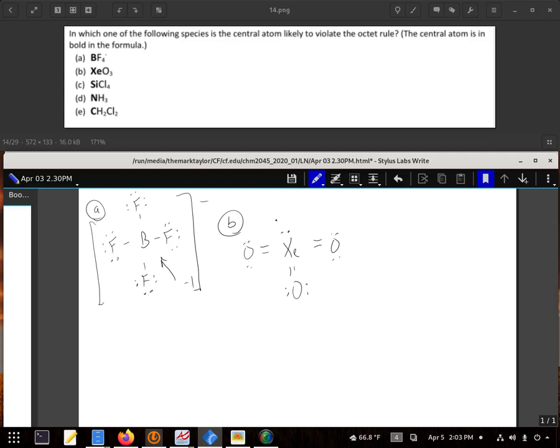So B is our correct answer. We can go ahead and circle it. But just to get the practice, we're going to do the remaining Lewis structures.